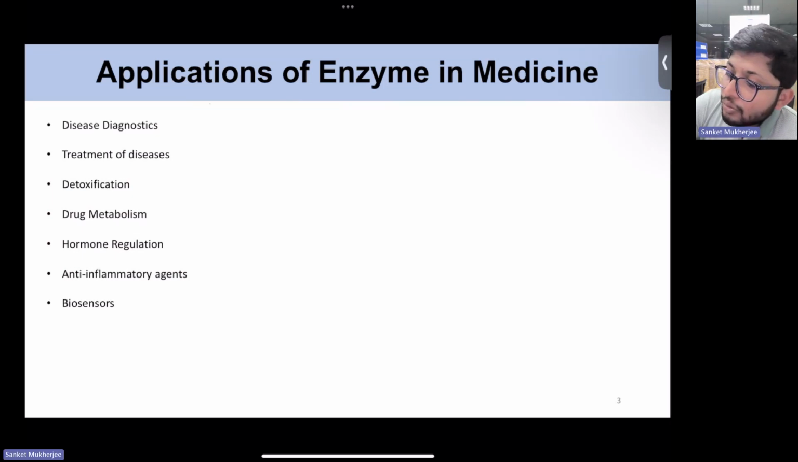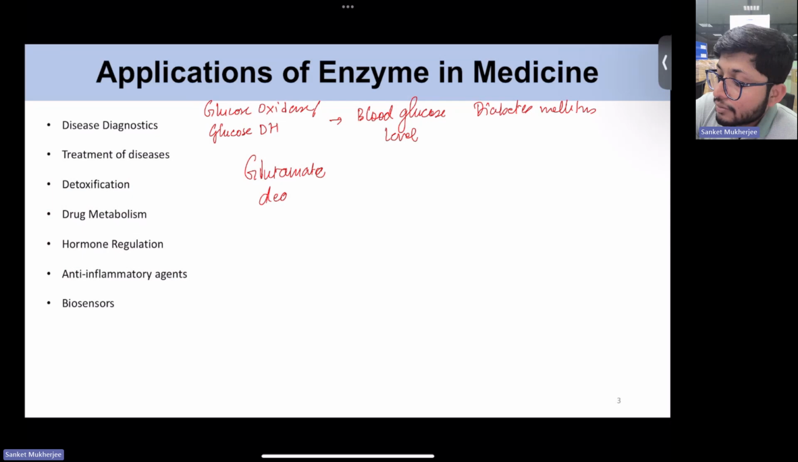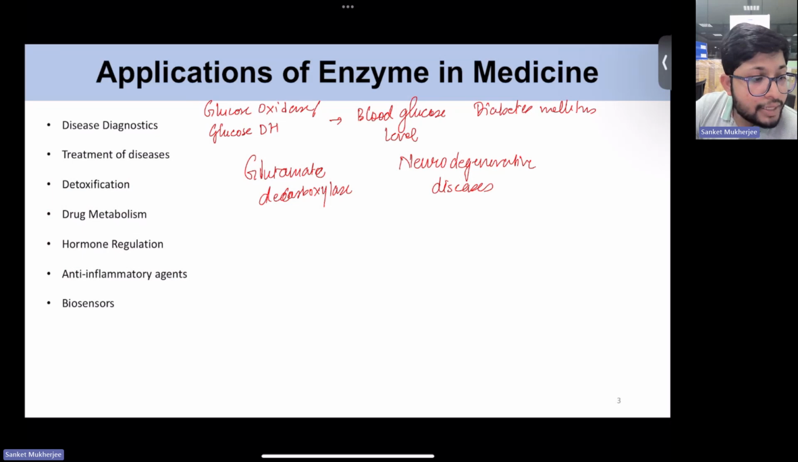Now, in disease diagnostics, we can use enzymes, right? For example, glucose oxidase and glucose dehydrogenase can be used in detecting the blood sugar level, blood glucose level, in diseases like diabetes mellitus. Similarly, we can check the amount of glutamate decarboxylase for neurodegenerative diseases. And what it essentially detects is the neurotransmitter GABA, gamma aminobutyric acid.